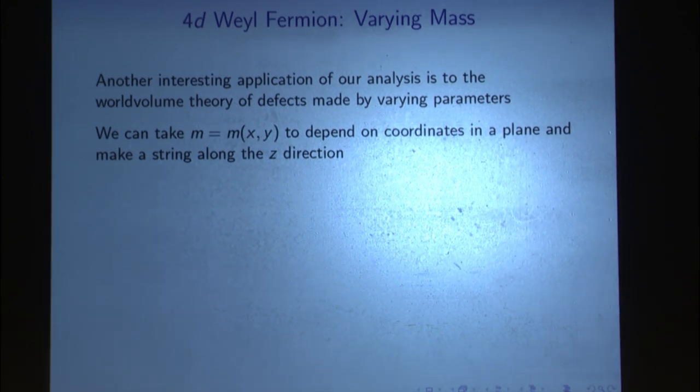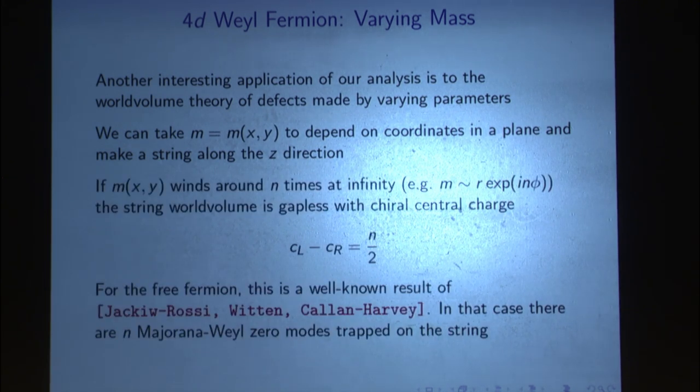OK, so let's consider this example where m depends on x and y. We're going to try and make a string along the z direction. So let's take a situation where m winds n times around infinity. Concretely, using coordinates r and phi in the plane, we could take m to be like r e to the i n phi, that kind of profile for the mass. In this case, the string world volume along the z direction is gapless. And it has this chiral central charge, c left minus c right is n over 2, where n is this n here.